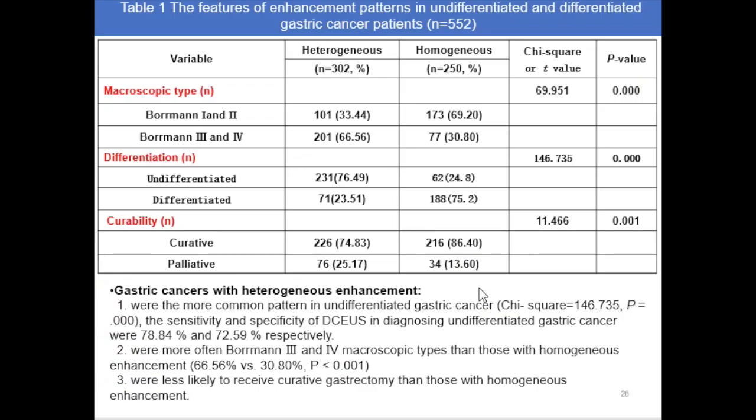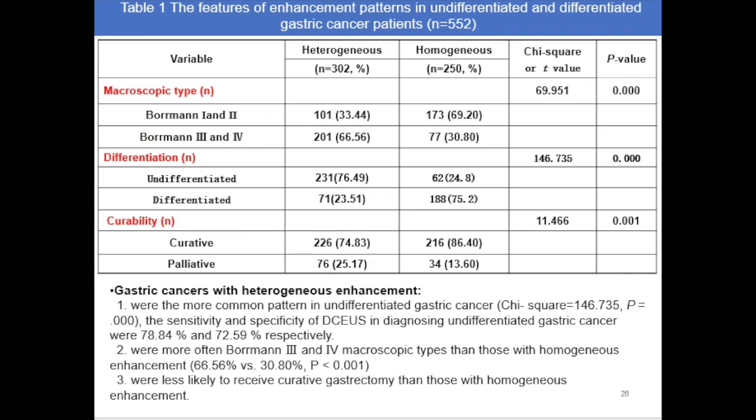And based on these tables, we can find the gastric cancers' enhancement pattern can be classified into heterogeneous and homogeneous. Gastric cancer with a heterogeneous enhancement was the more common pattern in undifferentiated gastric cancers. And the sensitivity and the specificity of the double contrast enhanced ultrasound in diagnosing undifferentiated gastric cancer was 78.84% and 72.69% respectively.